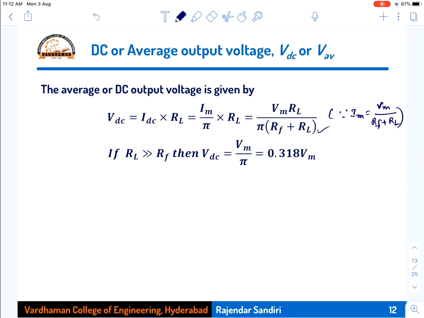Okay. Then if RL is very much greater than Rf, then your VDC will become Vm by pi. Because if it is very much larger, we can ignore the Rf value, then this RL and RL will cancel, and the remaining portion will be Vm by pi. So VDC is equal to Vm by pi, that is equal to 0.318 times Vm. Okay. So IDC is Im by pi, VDC is Vm by pi. That is a very, very important formula you have to remember. For a half wave rectifier, IDC is Im by pi, VDC is Vm by pi.